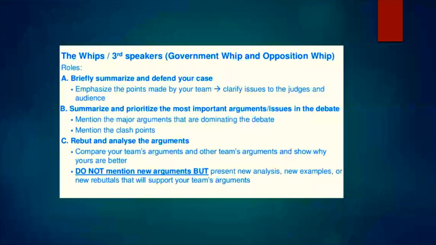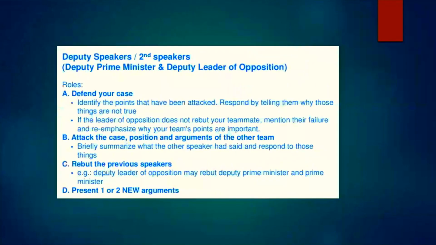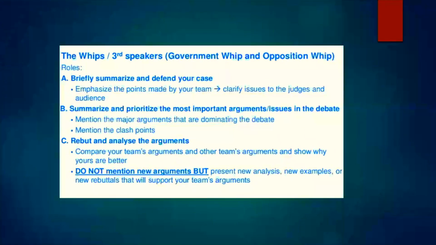It's called the whip. There are two whips basically. These two speakers are called the whips: government whip and opposition whip. The whip's job is to summarize and defend your case. First, you clarify and emphasize the points made by your team, and you clarify the issues to the judges and the audience.